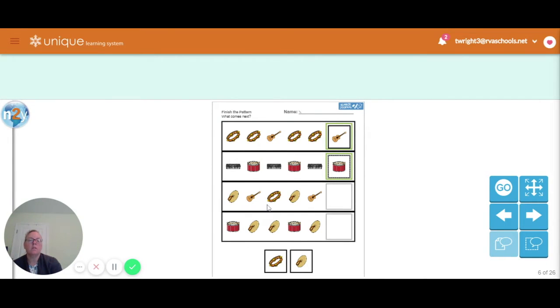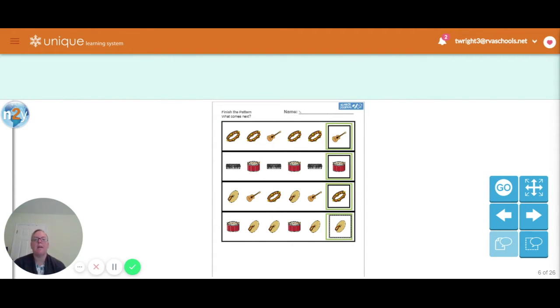Cymbal, guitar, tambourine. Cymbal, guitar. What comes next? Point to it. If you pointed to the cymbal, you are correct. All right, last one. This one's going to be easy. Drum, cymbal, cymbal, drum, cymbal. And what's next? The cymbal. All right, that's how you do some patterns.